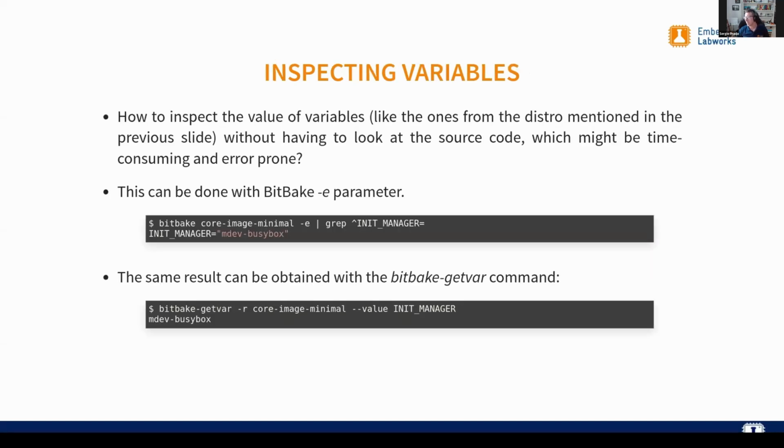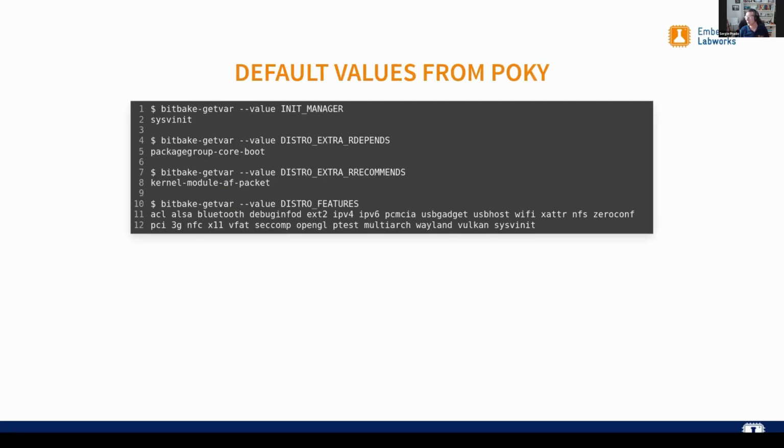Another important concept: let's say you want to know how to check the value of a variable in your current configuration. That can be done currently in two different ways. You can use the -e parameter from bitbake, or you can use the bitbake -e getVar command. And that's very, very useful for those that work with Yocto. We run those commands multiple times per day. And here you can see the current value of those variables that I mentioned, the distro-related variables that can impact the installation of packages.